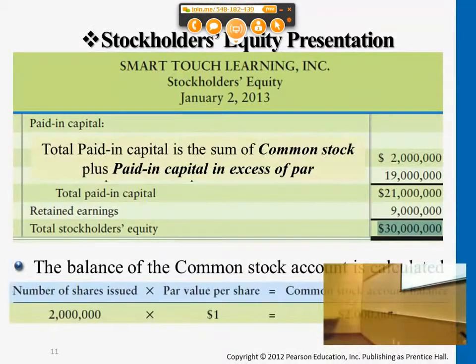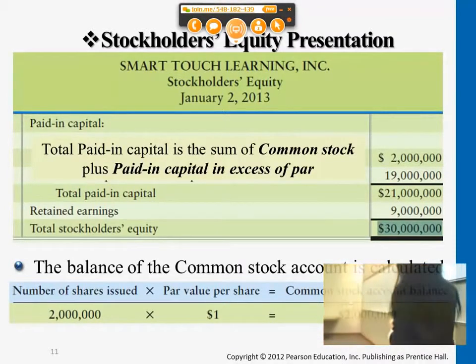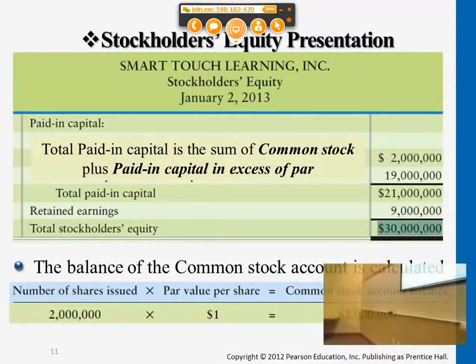Okay, so total paid-in capital is the sum of common stock and paid-in capital in excess of par. That's the $21 million part. And how we get to this $2 million balance is just the number of shares times face value. So always keep in mind that common stock always holds just the face value times the number of shares.